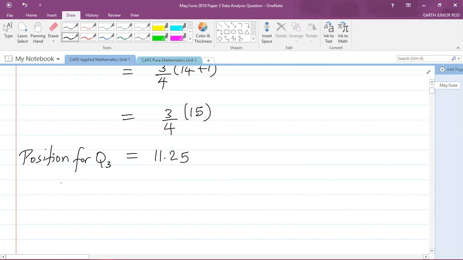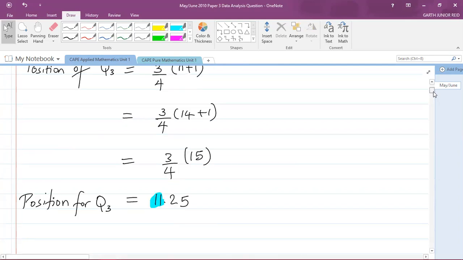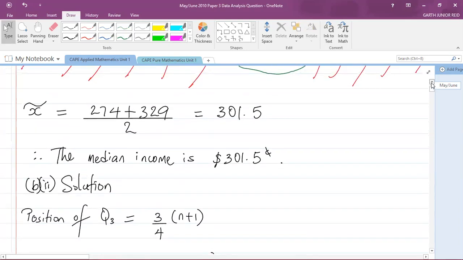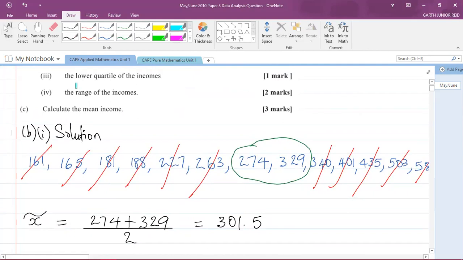Okay, good. So what that means is that we need to look for the 11th position. Let's go back to the values that I wrote up here. If I look for the 11th position, that's going to be what? 1, 2, 3, 4, 5, 6, 7, 8, 9, 10, 11. That's going to be this number here, 435. So 435 is the value in the 11th position.